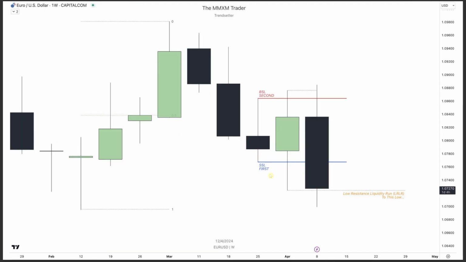Right, so we've got another example over here. We got a Euro USD chart. Again, the double purge, right? We've got those sell side taken out first and then the buy side. And then there will be a low resistance liquidity run. And actually, this weekly candle had CPI, so we're gonna see how that looks like in the next example.